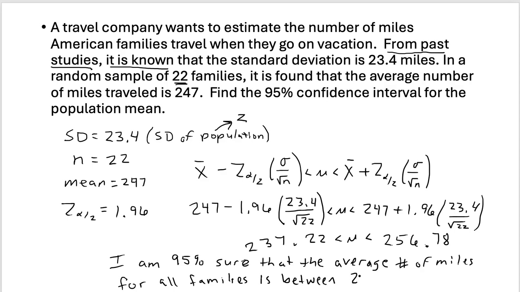And we found that to be between, and we'll put our two numbers in. So 237.22 and 256.78. All right, so that's our first problem. Again, the only thing that really should be difficult, if anything, is making that determination on the standard deviation of the population. That's where you want to be careful. Okay, and then after that, you're just plugging your values into your problem.